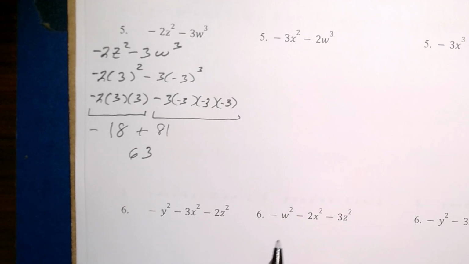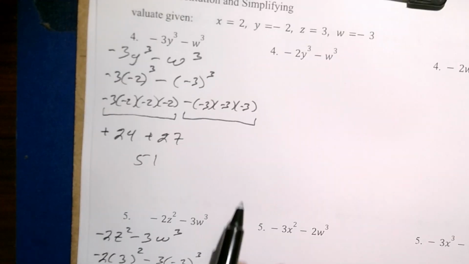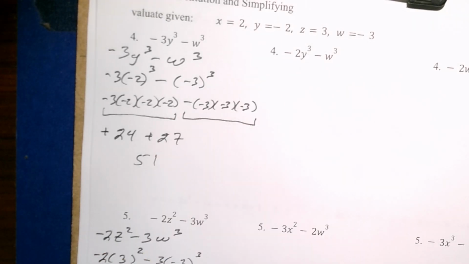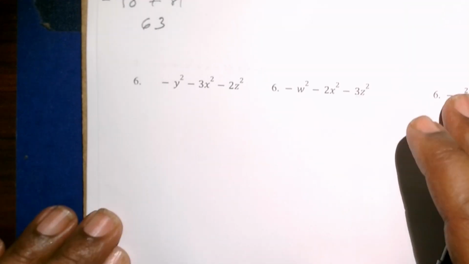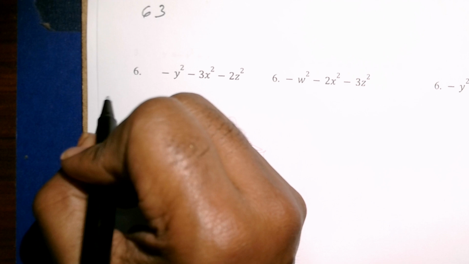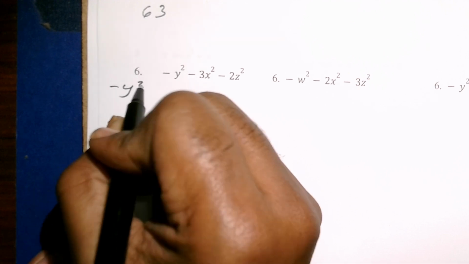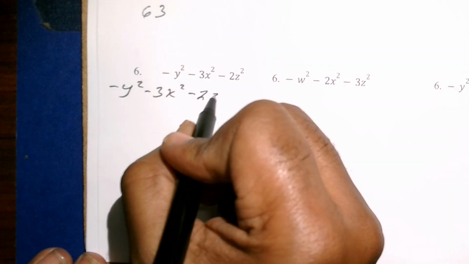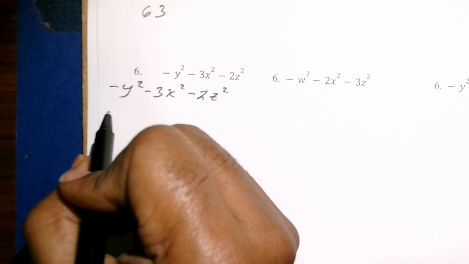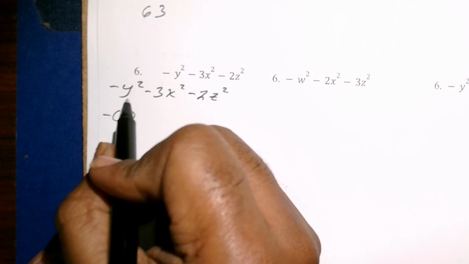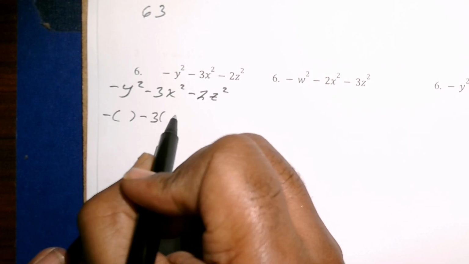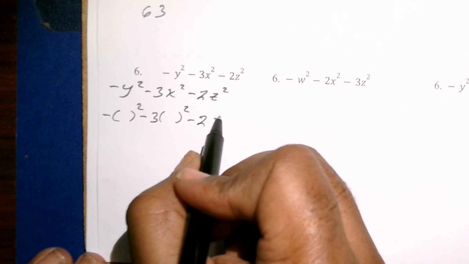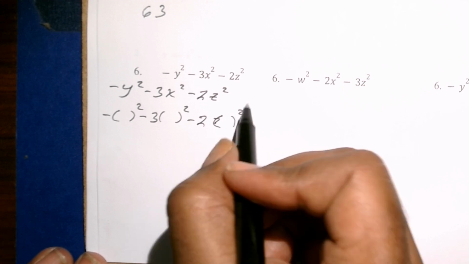Next. All right, just identify, we have a y, x, and z, so we'll be substituting negative 2, 2, and 3. So we have a negative y squared minus 3x squared minus 2z squared. We're going to substitute the variables with parentheses, squared here, minus 2, parentheses, sorry about that, and squared.